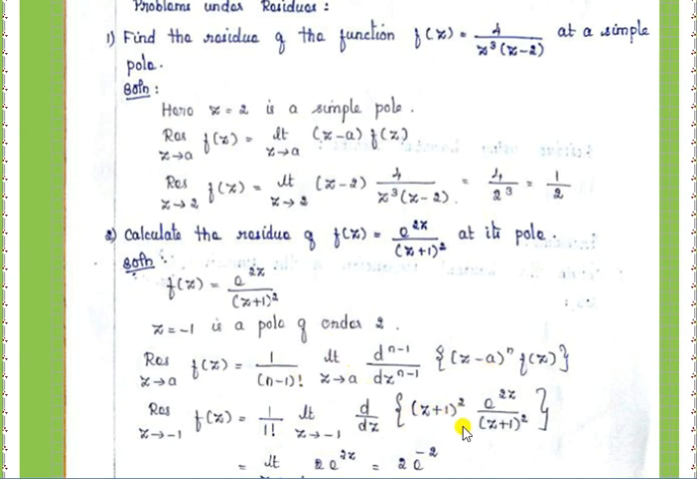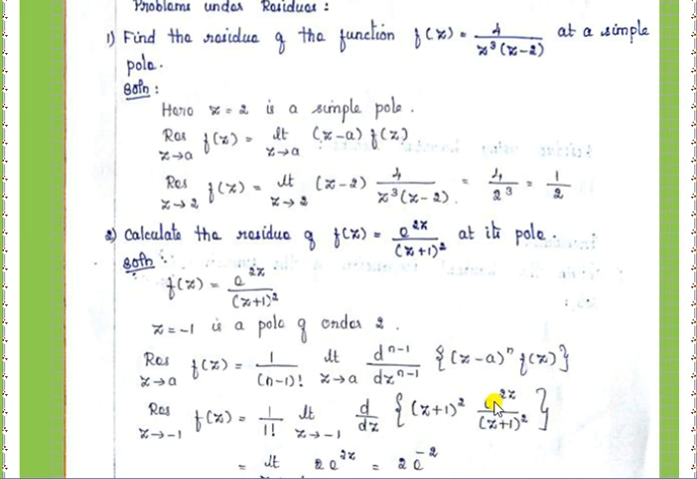So therefore, minus of minus 1 is plus, z plus 1 the whole square. f of z function is e power 2z by z plus 1 the whole square. Here also z plus 1 the whole square, z plus 1 the whole square getting cancelled. I will get alone e power 2z. d by dz of e power 2z.